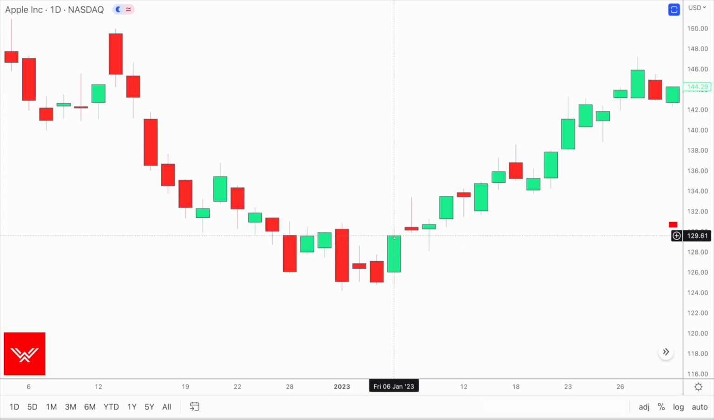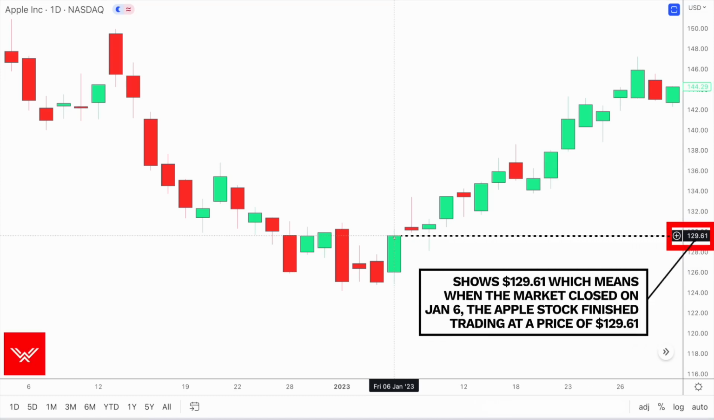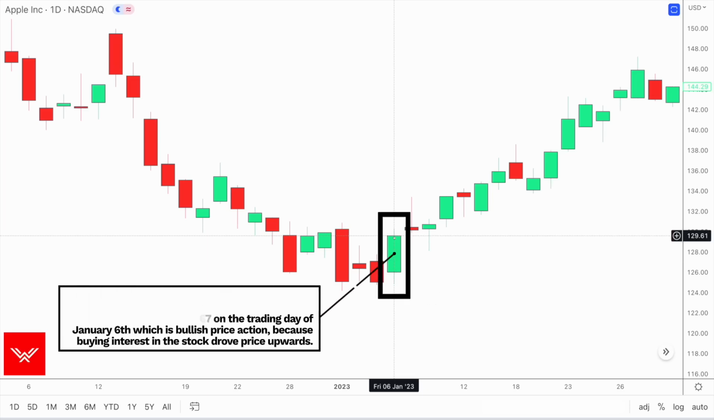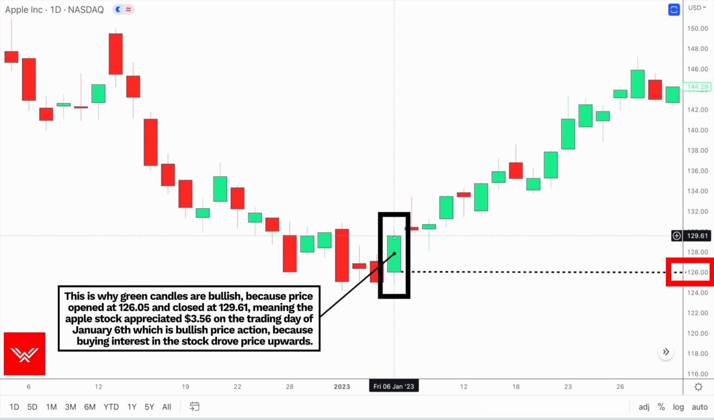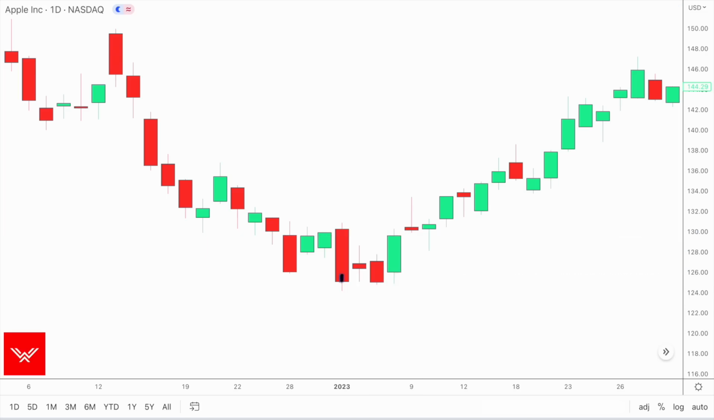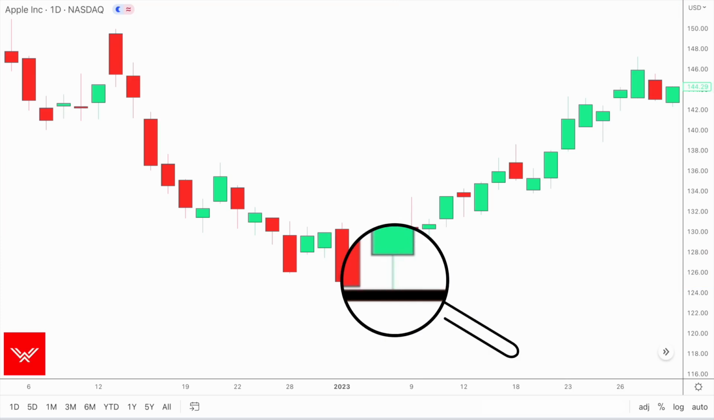Now if you want to know the closing price, place your mouse at the top of the rectangle. Look to the scale on the right and notice how it says $129.61, which means when the market closed on January 6th, the Apple stock finished trading at $129.61. This is why green candles are bullish, because price opened at $126.05 and closed at $129.61, meaning the Apple stock appreciated $3.56 on the trading day of January 6th. Which is bullish price action, because buying interest in the stock drove price upwards. Now the wick below is the lowest price that the Apple stock reached that day.